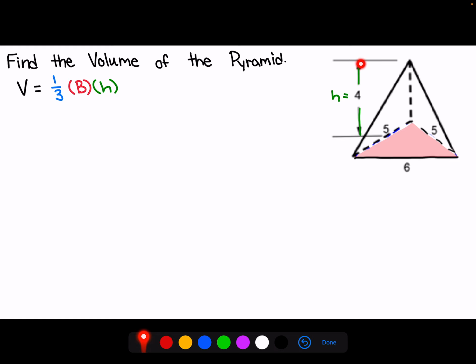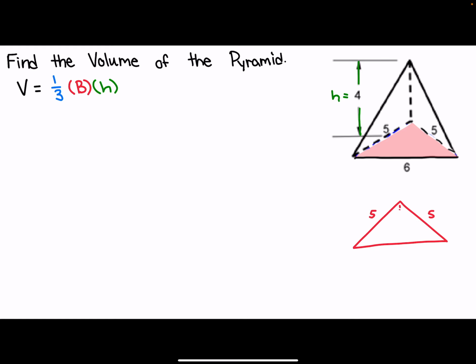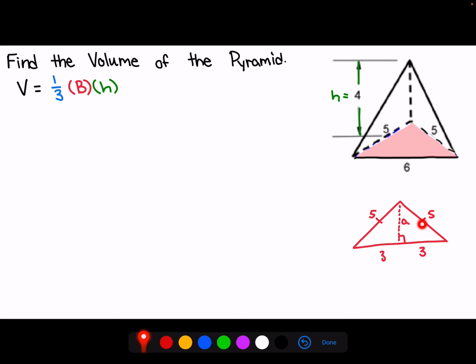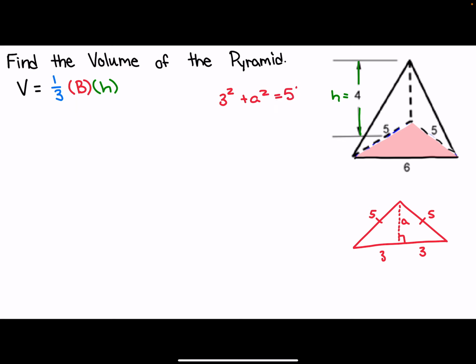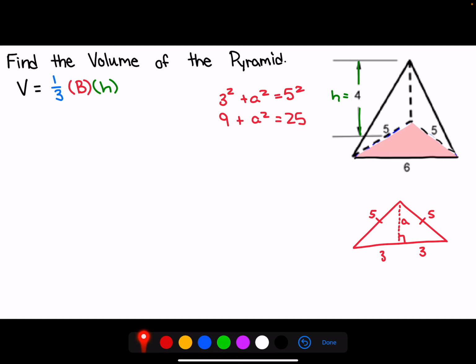Now I can see that I have the height already for my pyramid, so I can plug in 4 for h, but I still need big B. So I'm going to draw that triangle, and of course I see my 2 isosceles sides with 5 and 5. And then if I draw in my vertex, from this vertex, if I draw in an altitude, that will split the opposite side perfectly in half. And the reason it does that is because in an isosceles triangle, the altitude is also a perpendicular bisector. So it splits that base of 6 into 3 and 3.